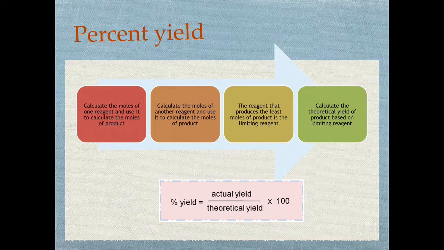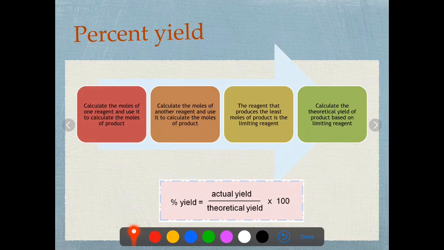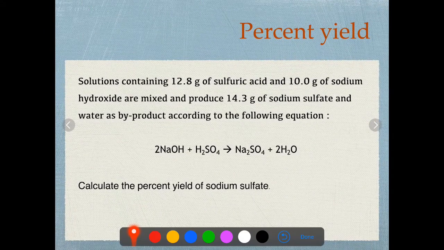The reagent that produces the least mole of the product is the limiting reagent, and hence calculate the theoretical yield of the product based on the limiting reagent. And percent yield can be calculated using this equation. Let's go into this example.